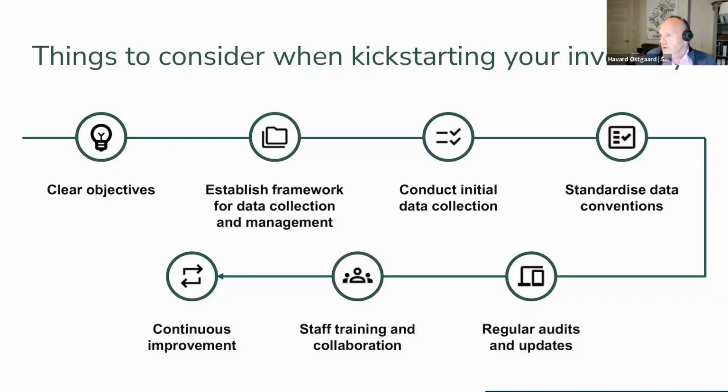That links up to the next one, having almost like a record keeping policy. That sounds very tedious and formal, but it could be as simple as saying, the key information we want to record is this, that, and the other, and nothing else. That helps you keep focus. Then when you start the collection, you want to standardize your data conventions, and then find a regime of doing regular audits and inventories in your collection.